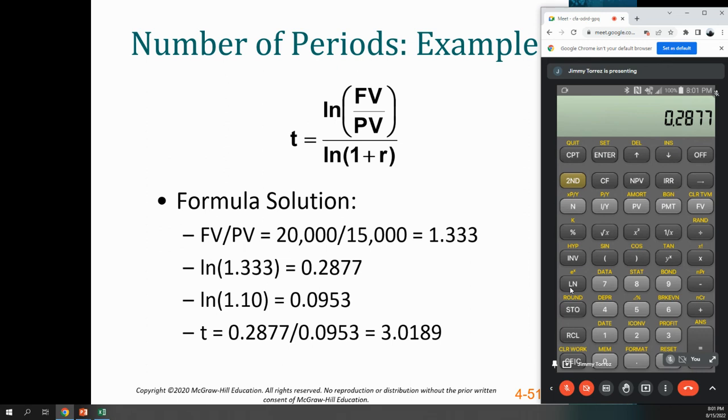Now, 1 plus the interest rate is 1 plus 0.1. I can save it or I can just write it down. So the natural log of 1.1 gives me 0.0953. So to get t in this formula, I'll have 0.2877 divided by 0.0953, and that gives me 3.02, or basically 3.02 years before I have enough money at 10% to spend $20,000 on that new car.